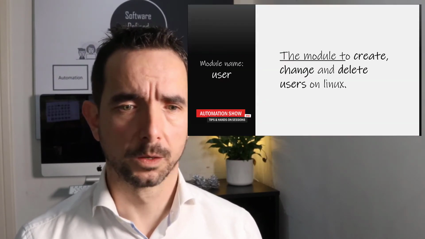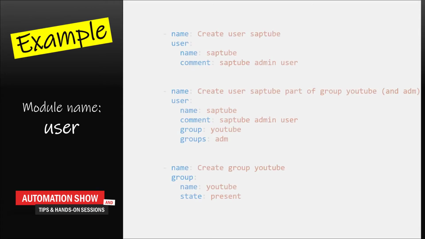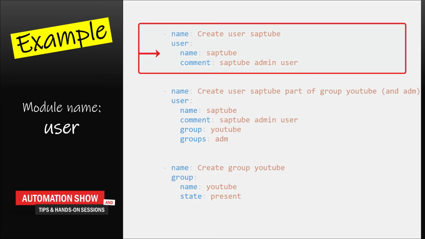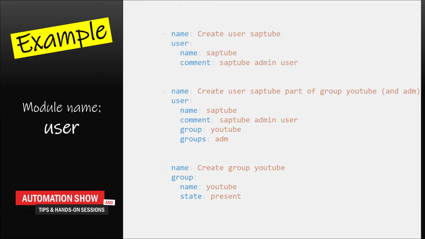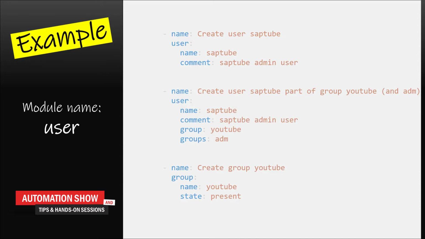Then we move on to the next module, and that is the user module. The module to create, change and delete users on Linux. We have 3 examples here. We create a user YouTube and we can give it a name. Here are comments. We can also add groups to the user. And so in this example, we add the group YouTube to it and the group ADM. So a Linux user can be part of multiple groups.